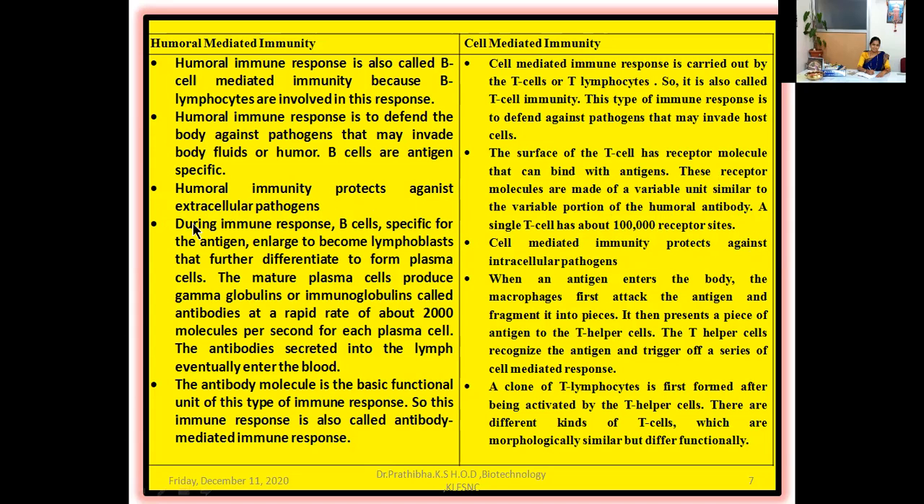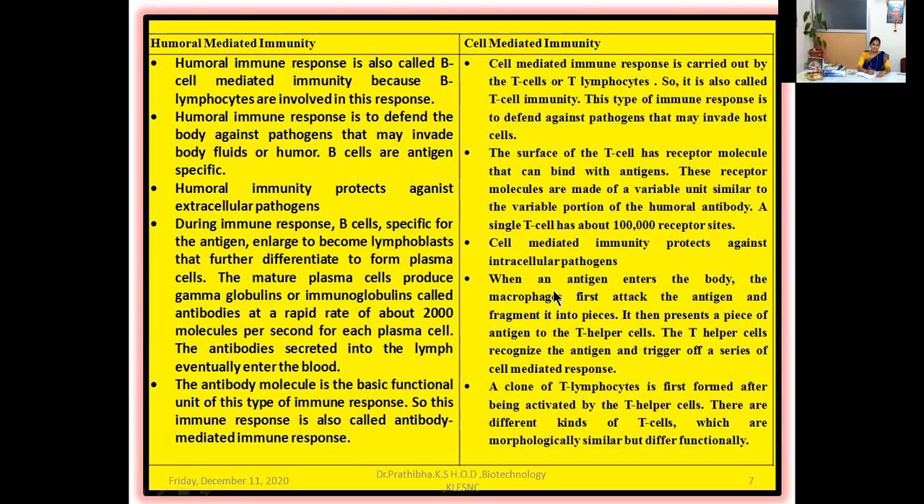Okay. In humoral mediated immunity, during immune response, B cells specific for the antigen enlarge to become lymphoblasts that further differentiate to form plasma cells. The mature plasma cells produce gamma globulins or immunoglobulins called antibodies at a rapid rate of about 2000 molecules per second for each plasma cell. The antibody secreted into the lymph eventually enters the blood.